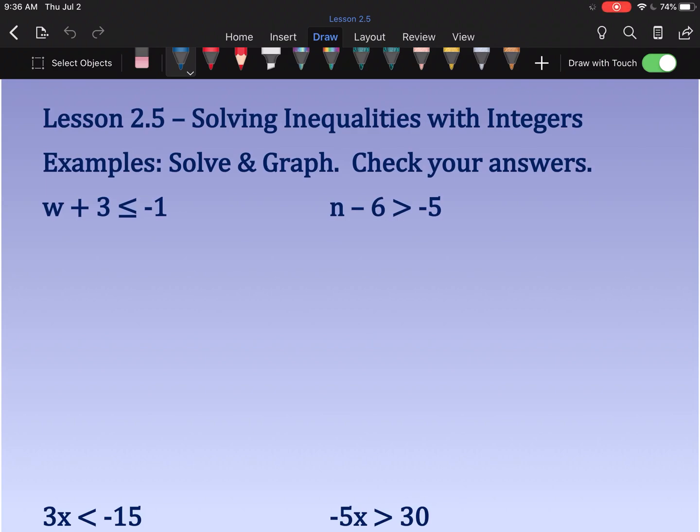Okay, solving inequalities with integers. So this is combining what we just did last lesson, solving equations with integers, and having to put the result on a number line.